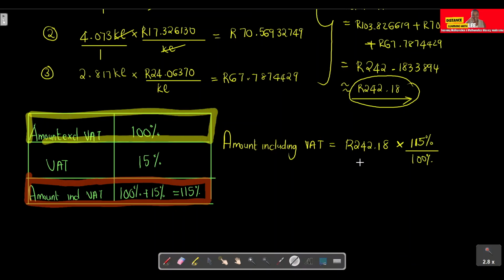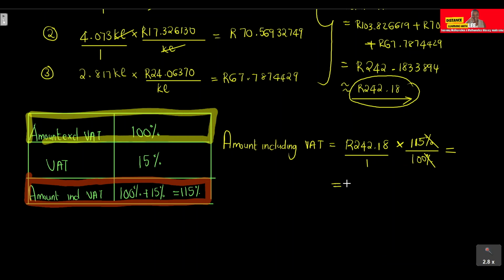So what do we notice now? The percentage signs cancel. If you take 242.18 and multiply by 115 divided by 100, you'll find that the amount that includes VAT is 278 Rand and 507 cents. So that is approximately equal to 278 Rand and 51 cents.